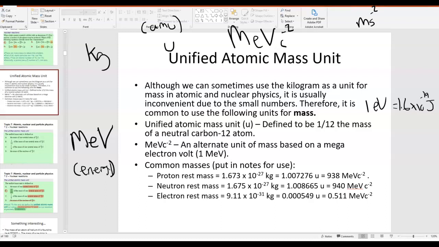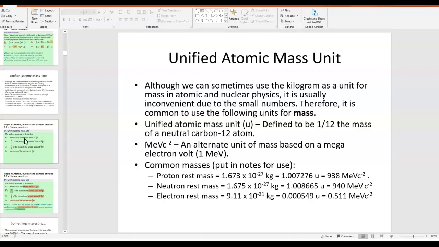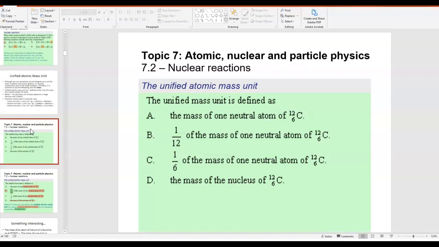So let's take a look at a few more slides and then we will be done. Actually, just one more example. Again, from a previous IB exam, look at this. It's a definition question. Definitions are important. The question says the unified atomic mass unit is defined as, this is one of those questions that's super easy as long as you happen to know the definition.